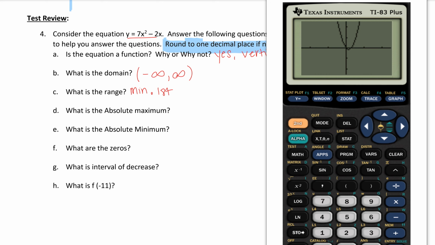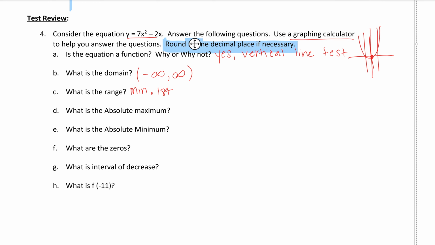hit enter again. Oops, I hit it one too many times. Let me do it one more time. So second calc, minimum. Again, I go to the left of it, because we always read our graph from left to right. We always go to the left, and then to the right. Enter, enter. We want to go far enough left and right that it can get a good estimate of what it's going to be. So what is the absolute maximum, or minimum, sorry?